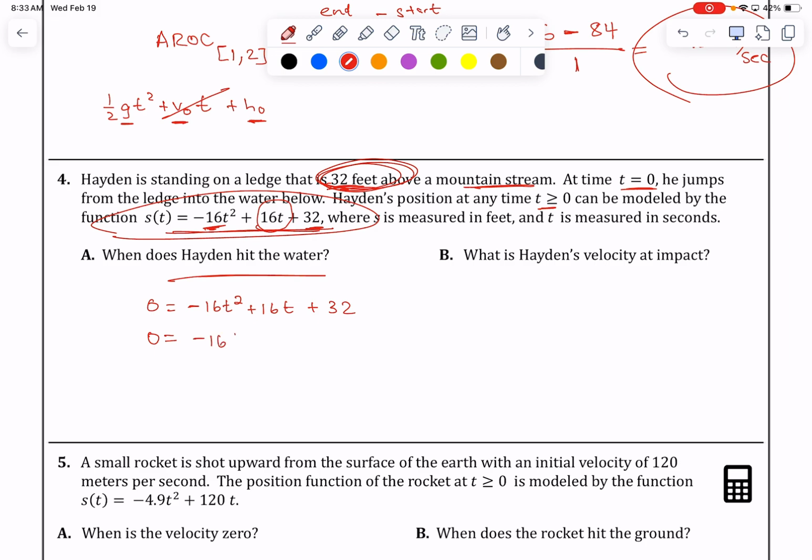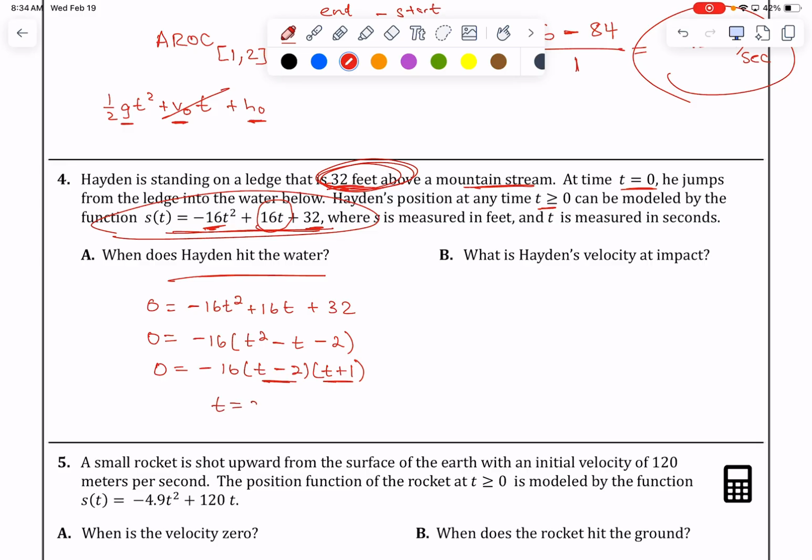I take out a negative 16. You can factor t squared minus t minus 2, is that correct? Yeah. And then you're going to get 0 equals negative 16. Eden, can you show Evan what we did yesterday? And then we're going to have t minus 2, t plus 1. So that's going to give me two places where it equals 0.